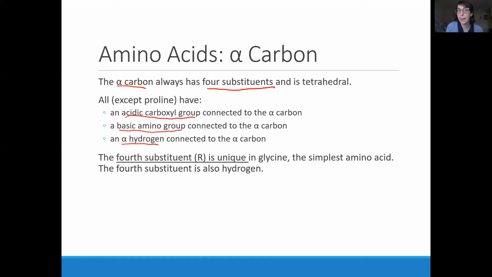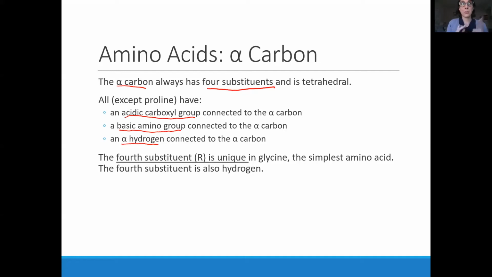So every amino acid has its own R group, and that's what defines it as a different amino acid. For example, glycine, which is the simplest amino acid, its R group, its special group, is just another hydrogen. It's the simplest of all of them for this reason. Now let's get back to the other groups attached to an amino acid, the carboxyl group, the amino group, and the hydrogen.